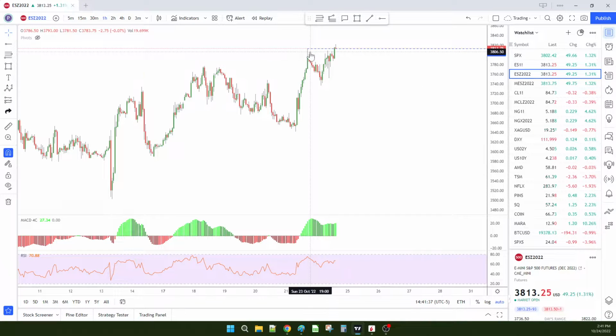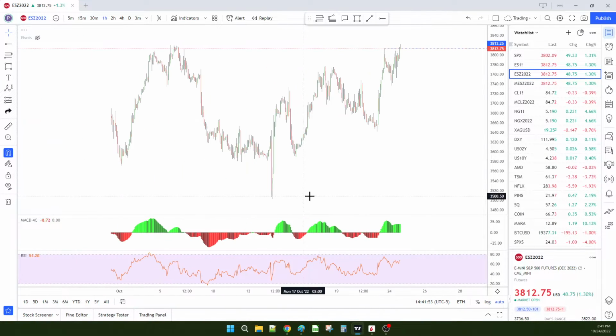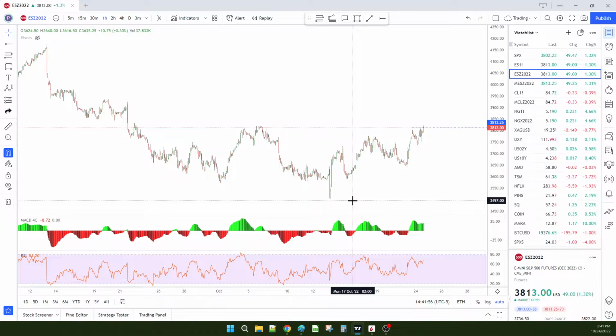I am seeing that this is probably 1 here, 2 here, we got 3, 4, and 5. And then at that point, the market can reverse and we could come all the way down and target the low, somewhere in the 3,400 range or lower.